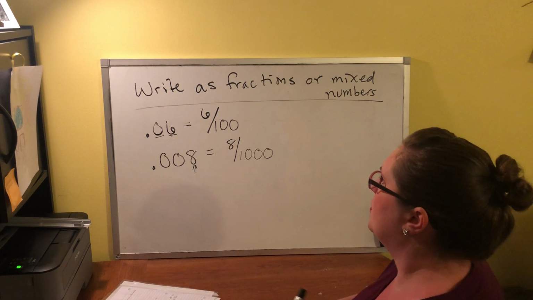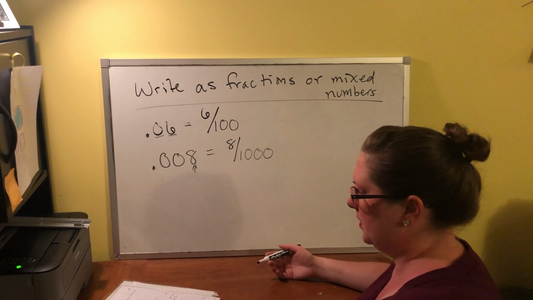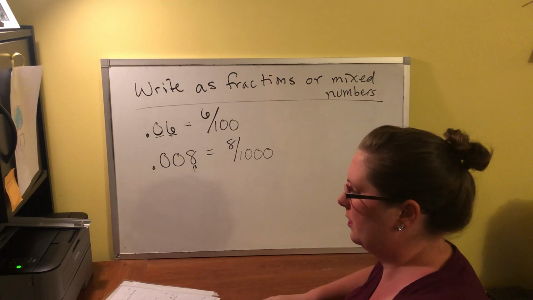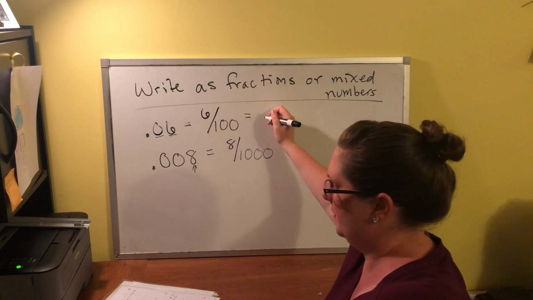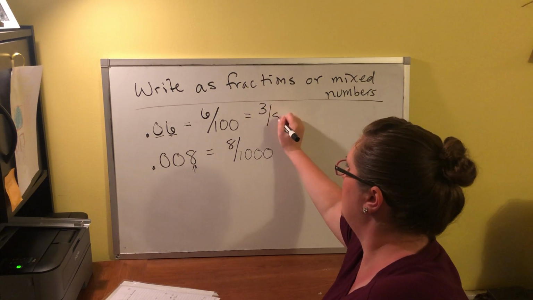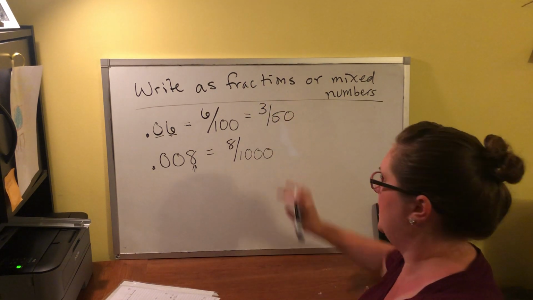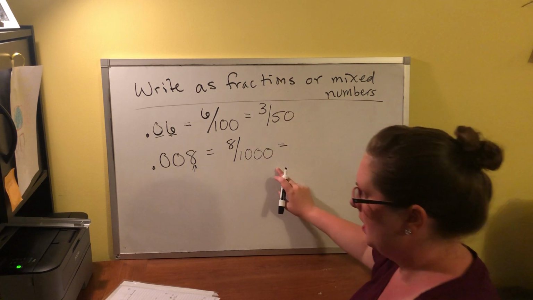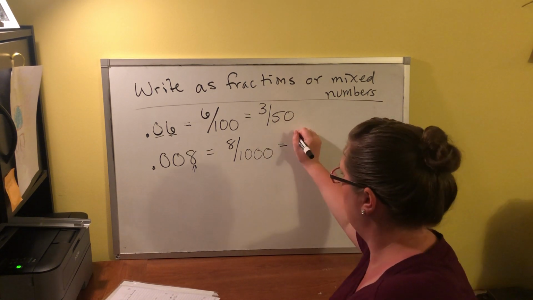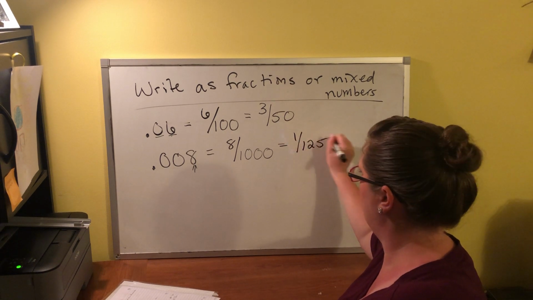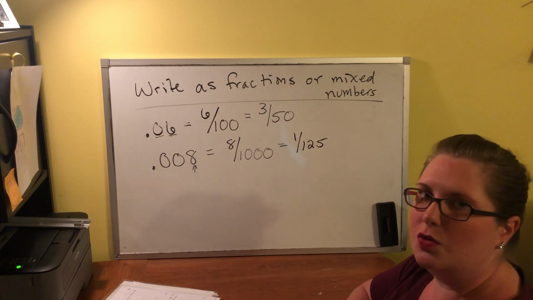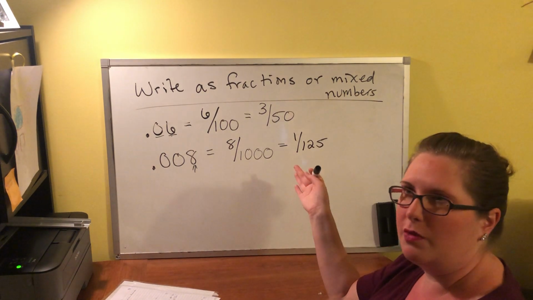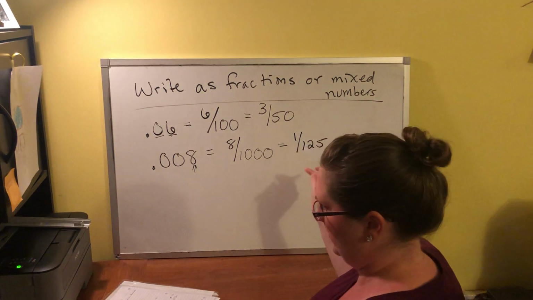Okay? Now, you're dealing with fractions, so you always make sure you reduce fractions if possible. So looking at the 6 over 100, the first one that we did, both are divisible by 2, so this would end up being 3 over 50. And looking at 8 over 1,000, that reduces to 1 over 125. So make sure you reduce the fractions if possible, unless they tell you to not reduce, which every once in a while they'll tell you not to reduce these problems.